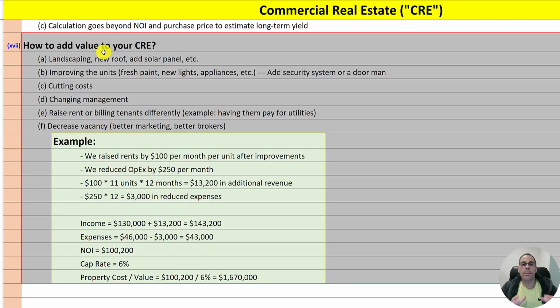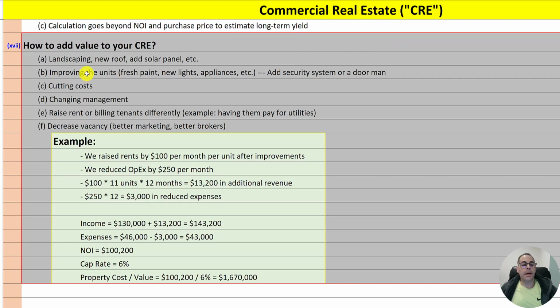If you do obtain a property, you want to add value. That's how we make money. You want to take that property, make it look nicer, maybe charge higher rents. How do you do that? Landscaping. You can make the front lawn look really nice, add flowers, put a new roof on, maybe solar. You can improve each unit. Fresh paint makes a huge difference. New lights, appliances, etc. You can also add a security system or a doorman. That can add a lot of value.